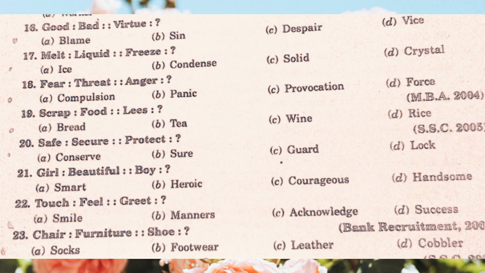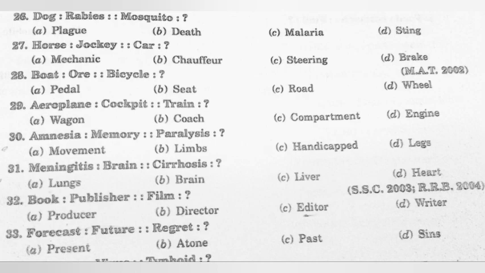The next question is: dog is related to rabies, mosquito is related to what? The dog is an animal, and rabies is a kind of disease in which a dog bite leads to rabies. What does a mosquito bite give you? The options are plague, death, malaria, and sting. You might have known this very well: it is malaria. A female anopheles mosquito causes malaria. A dog's bite will give you rabies, and a mosquito bite will give you malaria.